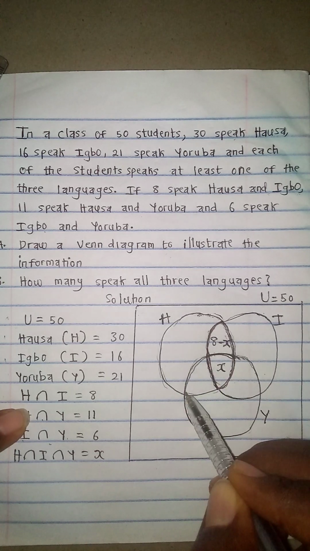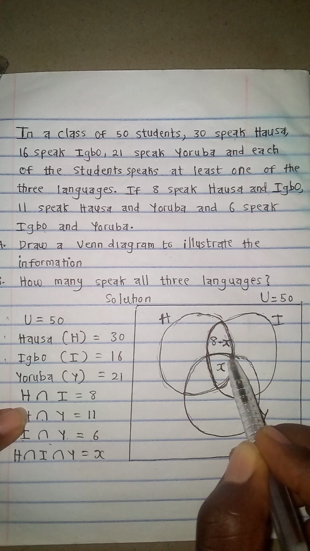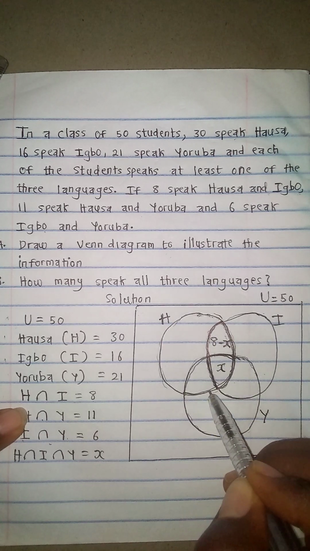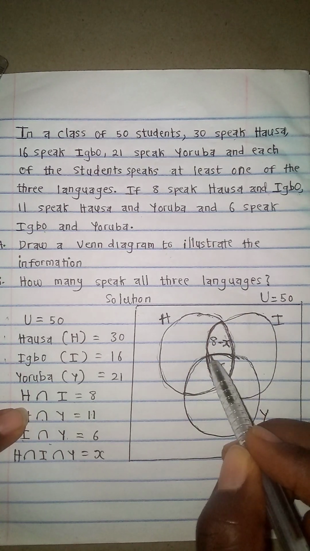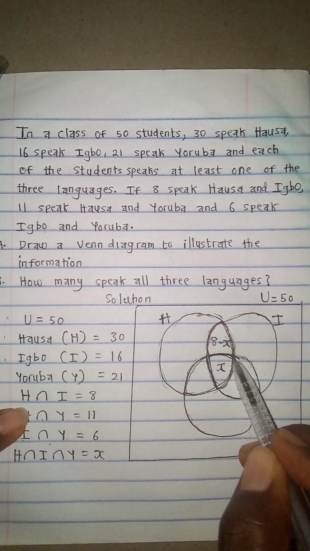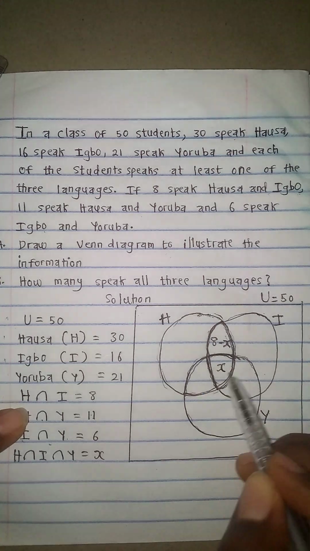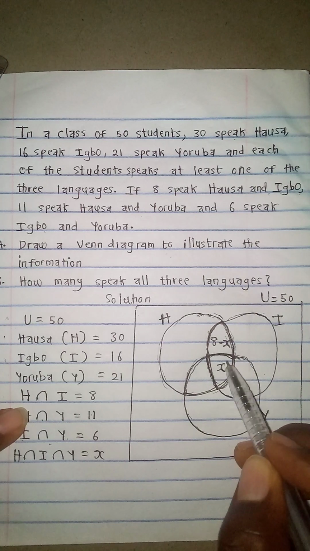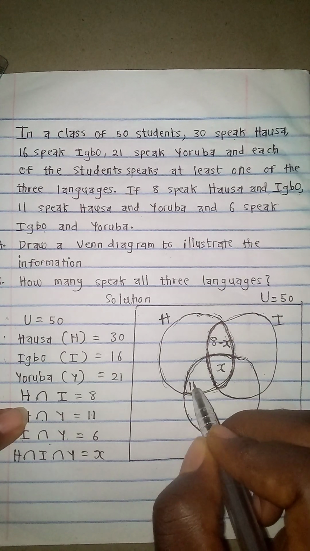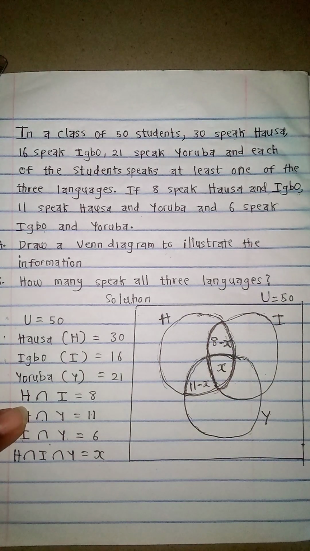I have to trace it out again for you to see. This is where they intersect. Do you understand? Now that we know where they intersect, what is meant to be there? 11. But we have a portion already that is x. So what do you think the remaining portion will be? Since the total intersection is meant to be 11, but a portion is x, the remaining portion will be 11 minus x, just the way we did 8 minus x.